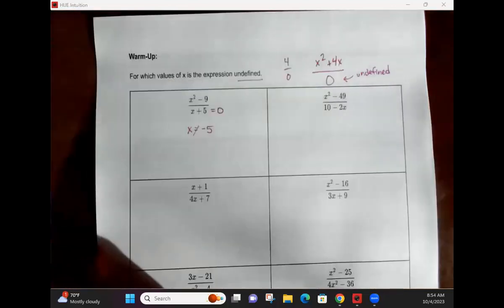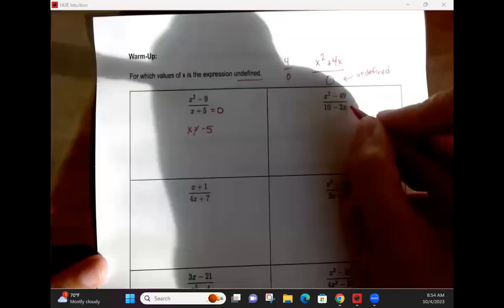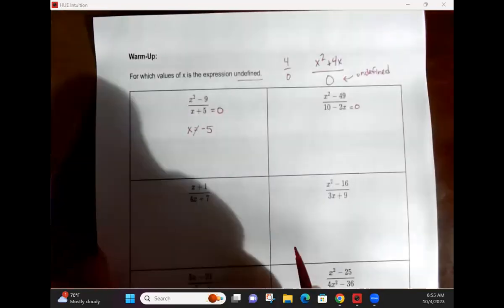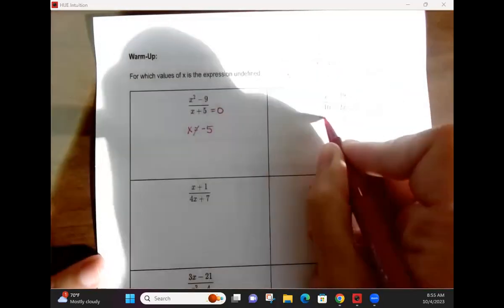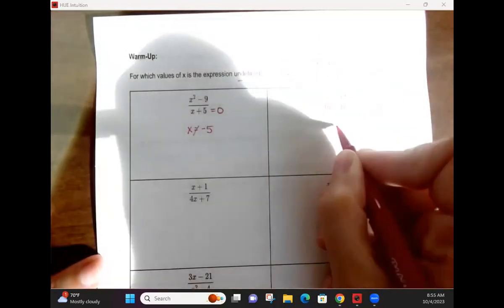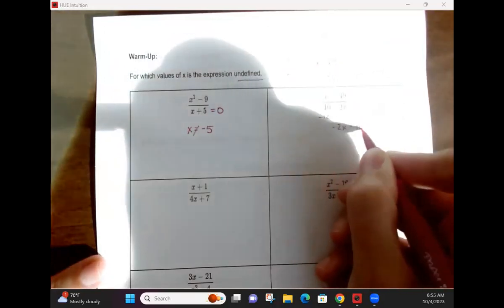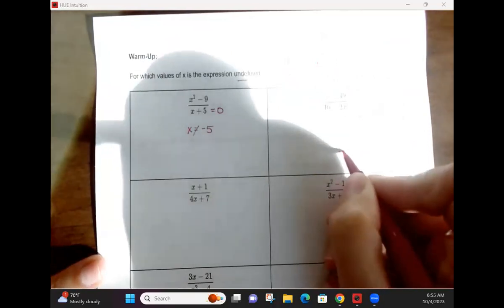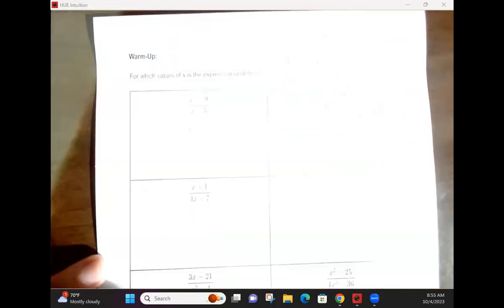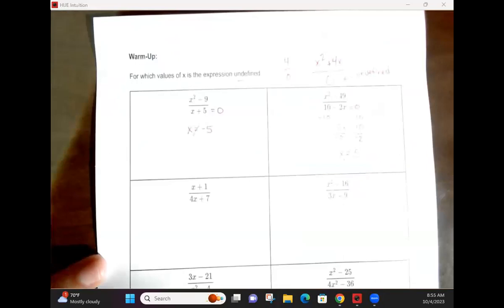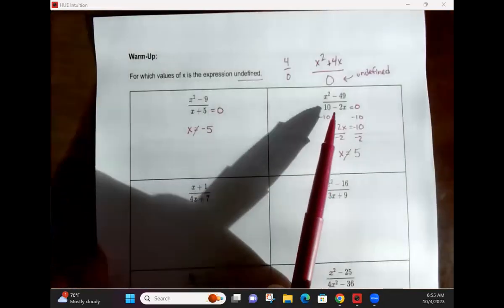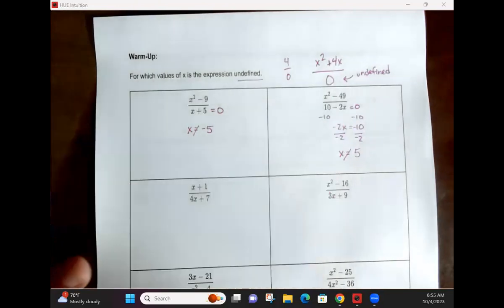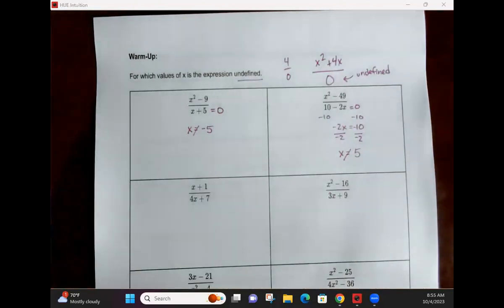For my second example here, again, might be a little easier if I actually set it equal to 0 and solve. This would be, let's move the 10x over. So I have -2x equals -10. Divide both sides by -2, and we get x to be 5. So x cannot be 5. If I were to plug in 5 here, I would have 10 minus 2 times 5. 2 times 5 is 10. So that would be 10 minus 10, which is 0.